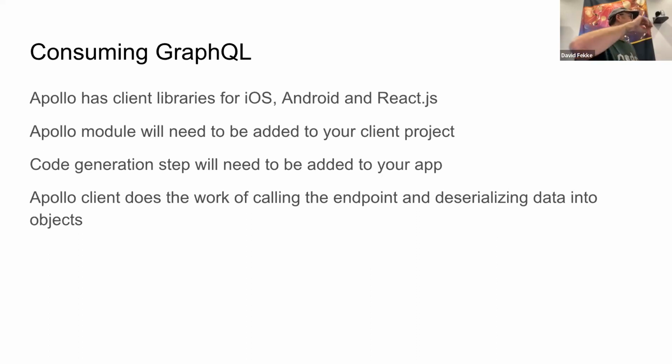But they do generate Kotlin code on Android and Swift code on the iOS side, which is really nice. They take a lot of the pain out of having to do those calls. And so the Apollo client basically does all the work of calling the endpoint and deserializing all the data into something that you can use in your mobile applications.